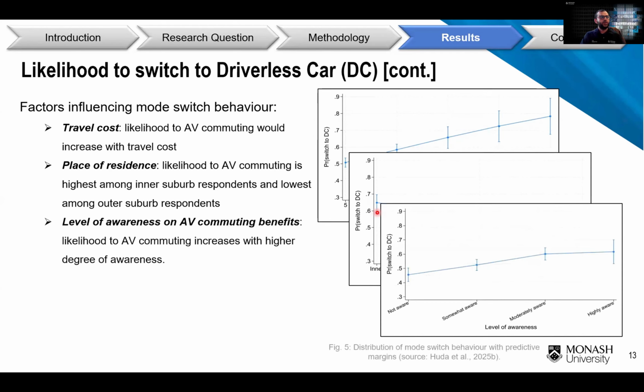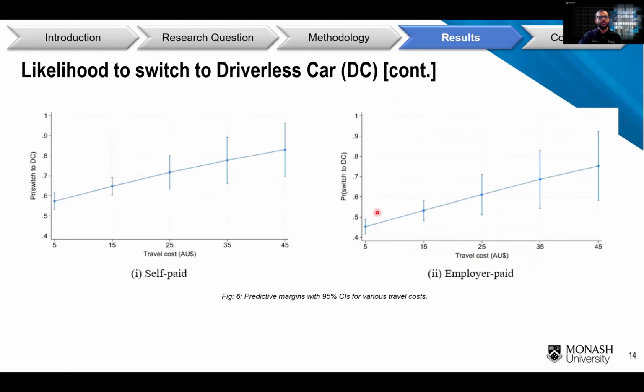And as expected, for the level of awareness, we found that people with moderate to high awareness have a higher tendency or willingness to switch to driverless car. To find out whether self-paid and employer-paid have any significant distinction, we checked the travel cost variable. And what we found is that for the same amount of travel cost, the willingness to switch to the driverless car is 10% higher for the self-paid commuters than the employer-paid. And this also is proven in all the other variables, but I'm not going to show all those graphs in here.